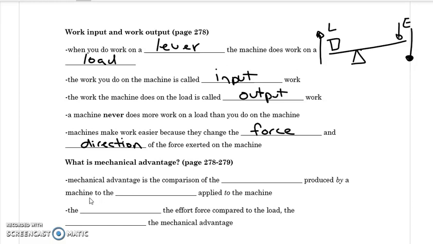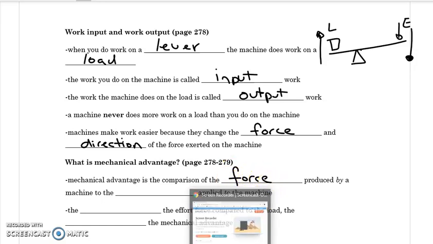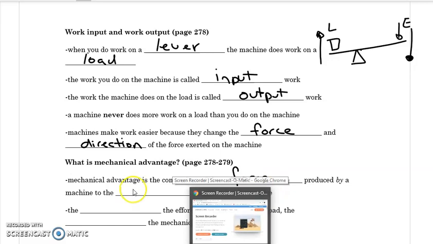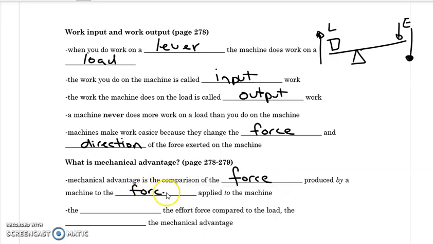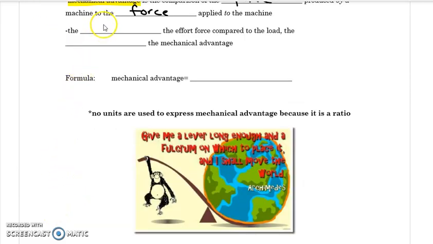The comparison of the force produced by the machine to what is applied to the machine is known as the mechanical advantage, right? That is what mechanical advantage is. So the smaller the effort force compared to the load, the greater the mechanical advantage.